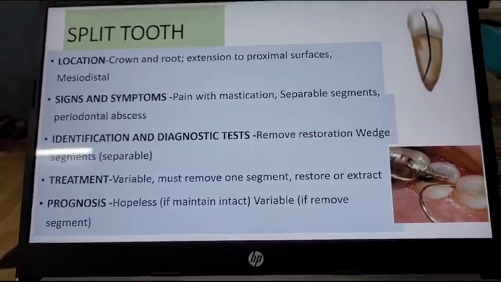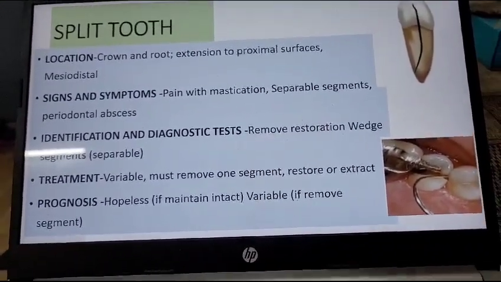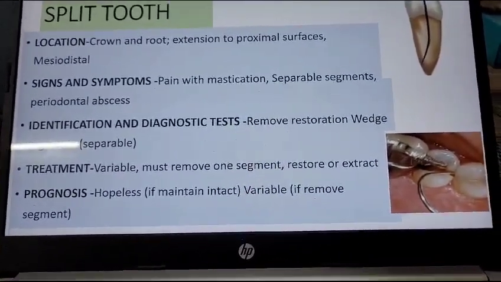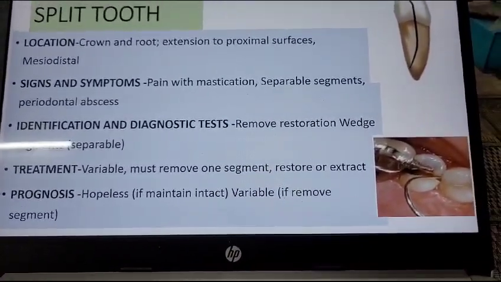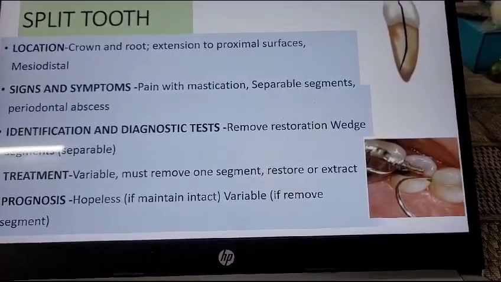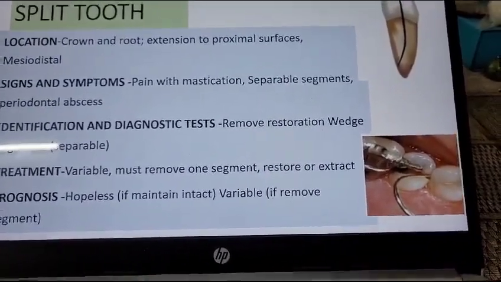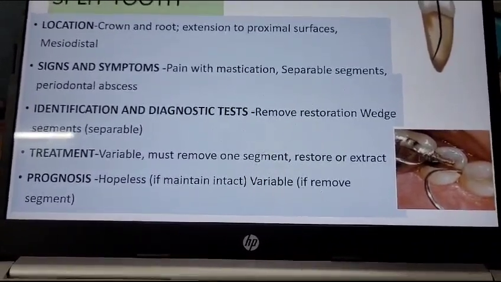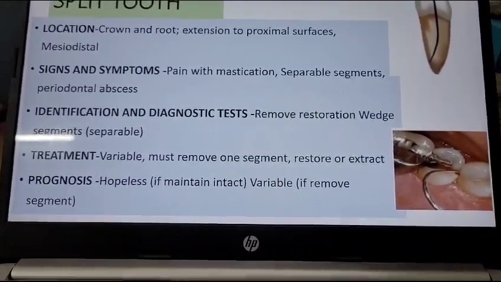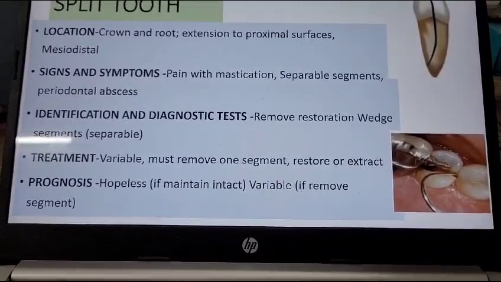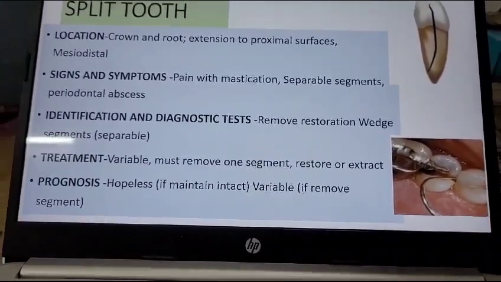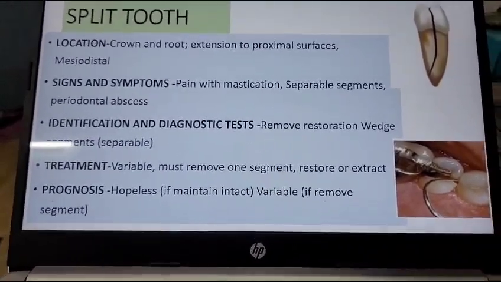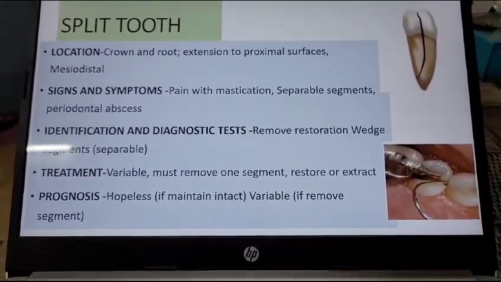The next one is the split tooth. The location is from crown to root. Generally, it extends from the crown to the root, even to the proximal surface, and generally it is aligned in a mesiodistal direction. The signs and symptoms of a split tooth and a cracked tooth are generally very similar. But there is pain while masticating, that is, on releasing the pressure. The segments may be separable.